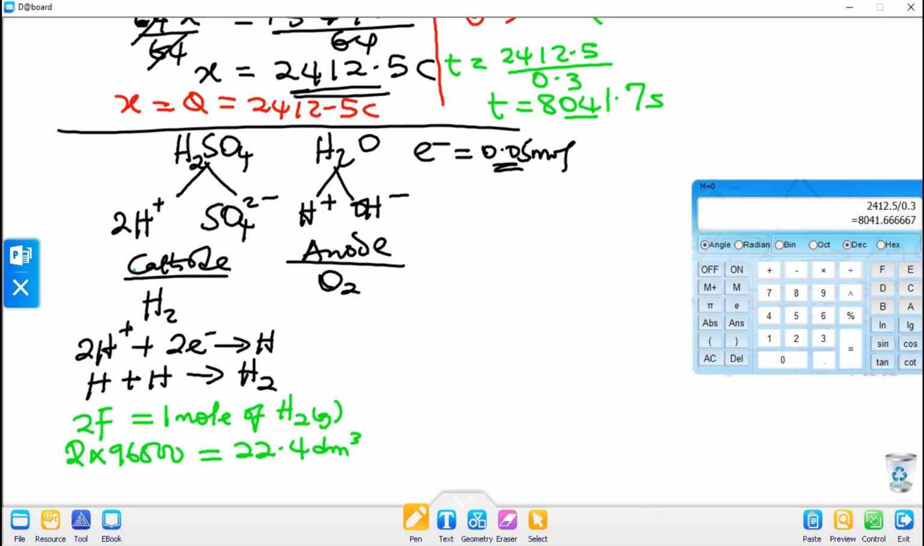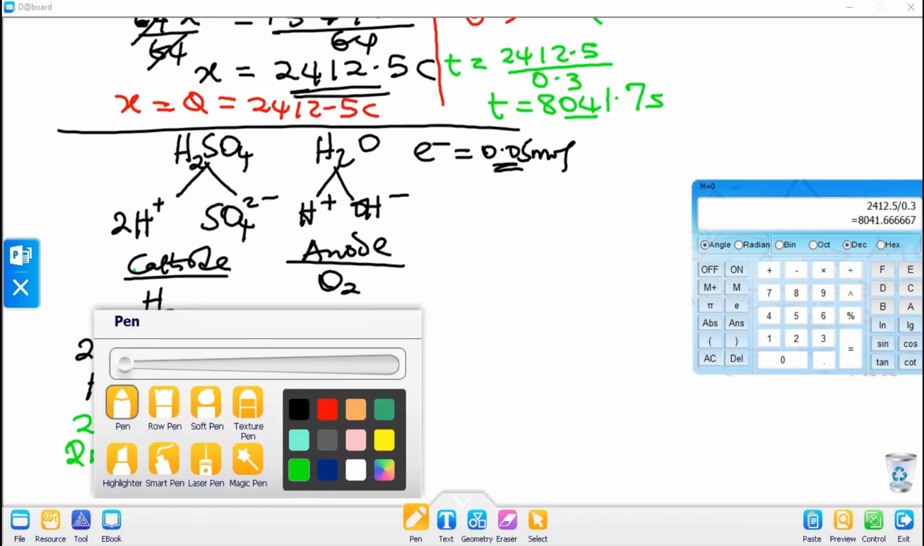So we can say that 2 times 96,500 is 193,000. 193,000, we have seen that before. 193,000 coulombs of electricity has given us 22.4 dm cube of hydrogen from the equation. Now what about for oxygen?